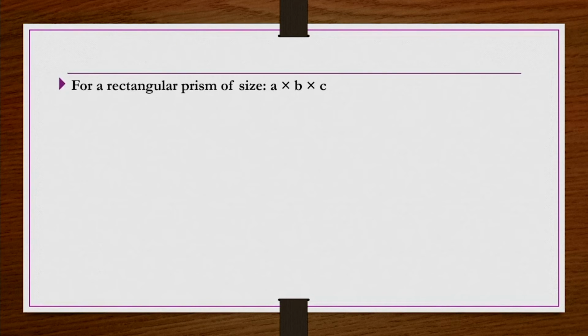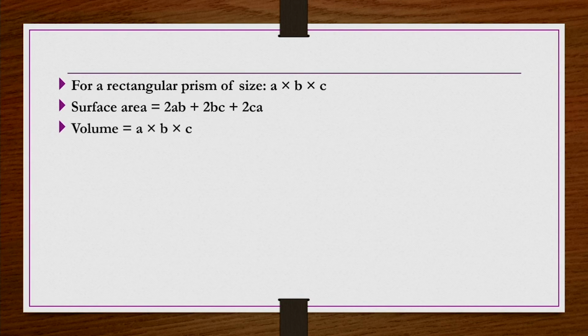Let us say you have a rectangular prism of size A by B by C. Then what is the surface area of that rectangular prism particle? It is going to be 2AB plus 2BC plus 2CA. What is the volume of that particle? It is A multiplied by B multiplied by C, right.